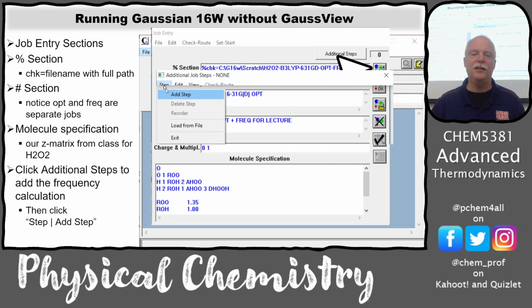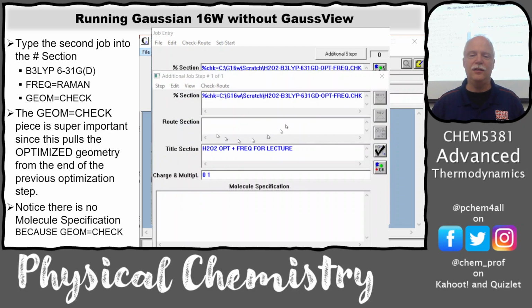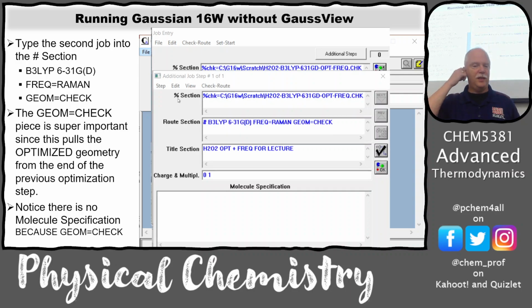And so then you would click step and add step. So when you click add step, then you get this new, see, additional step, 1 of 1. And so we have an empty root card. It populated the checkpoint file here. And so this is what we would type in.